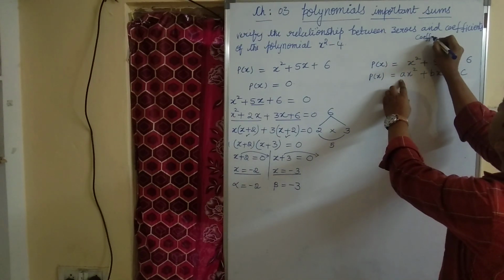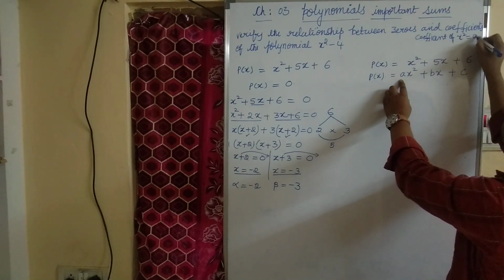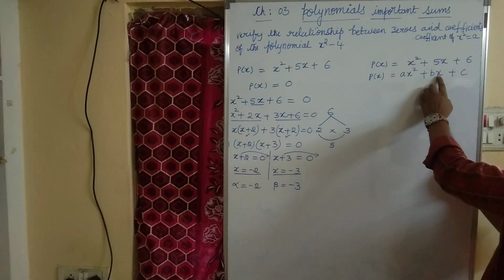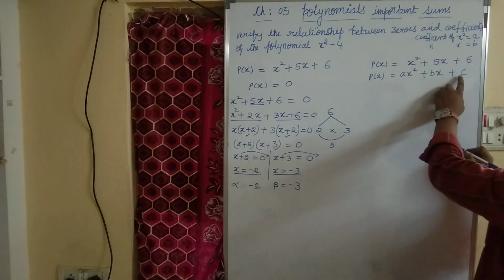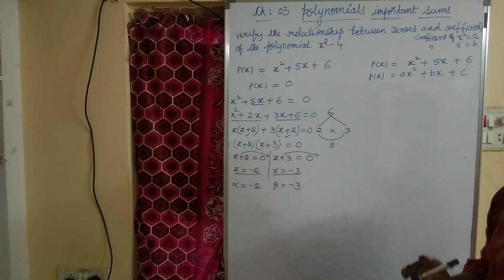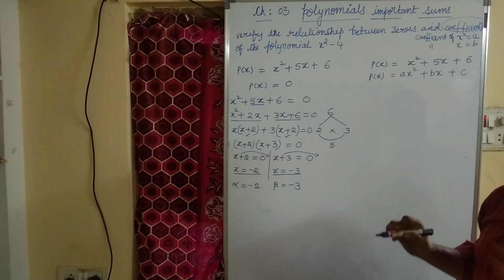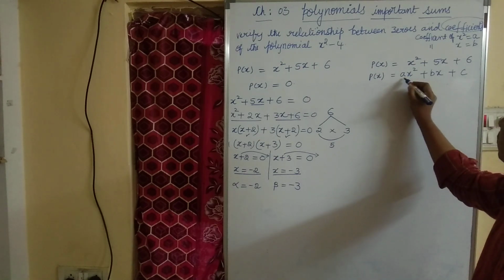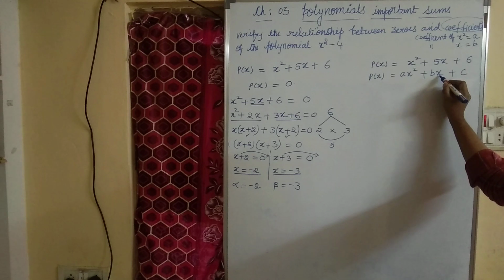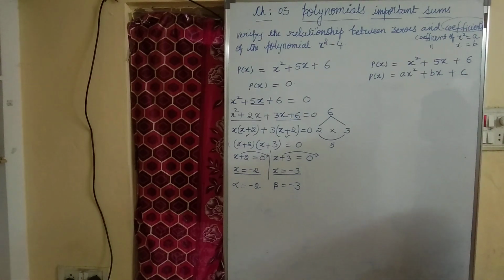Coefficient of x square is a. Here b is the coefficient of x, and here c is called the constant. So our topic is the relationship between zeros and coefficients, right? Here the x square coefficient is called a, the x coefficient is called b, and c is called the constant.